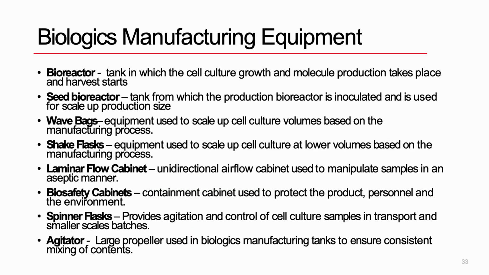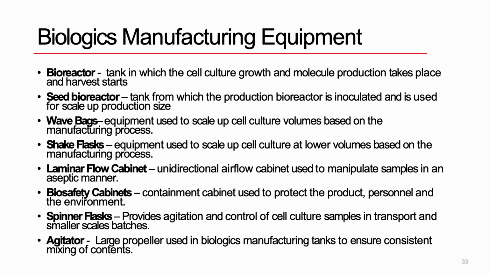Now let's go over several names of equipment. We have bioreactors. These are tanks in which the cell culture growth and molecule production takes place and harvest starts. The seed reactor or bioreactor is the tank from which the production bioreactor is inoculated and is used for scaling up the production size. We have wave bags, for example.